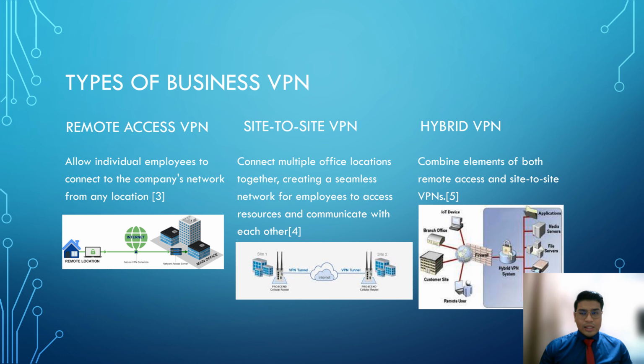To set up this kind of VPN, an organization physically needs to install specialized hardware at each office location and configure it with the appropriate settings. This hardware, known as a VPN gateway, is responsible for establishing and maintaining the secure encrypted connection between these office locations.